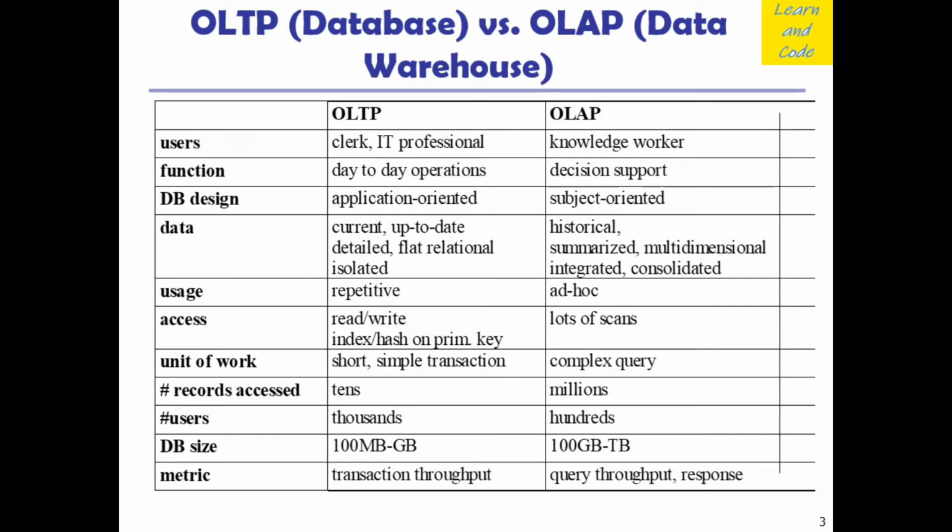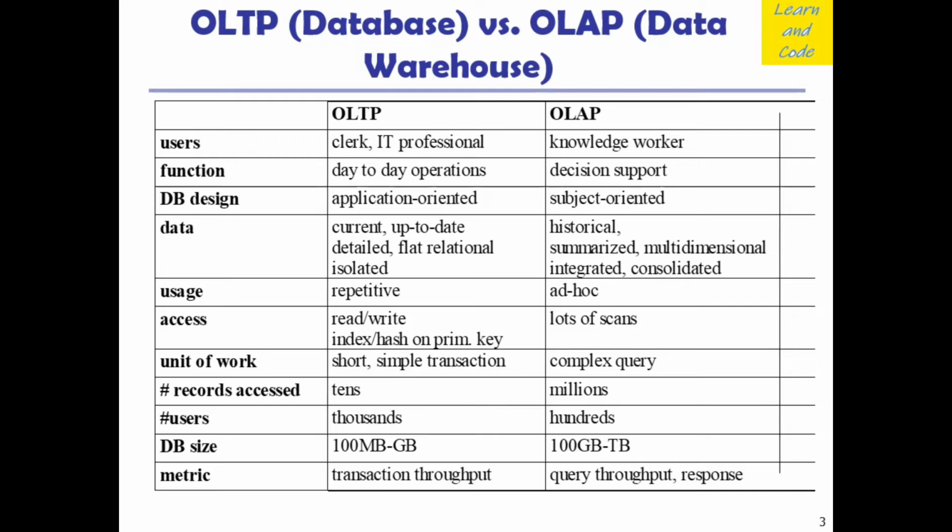These are the different parameters on which we'll be differentiating between OLTP and OLAP. The first difference is on the basis of users. The typical users of databases are clerks and IT professionals who query the database and get the required results. They may also perform other operations like insert, delete, etc.